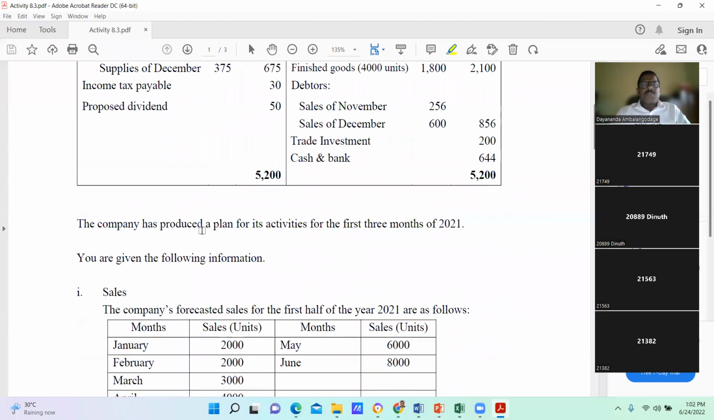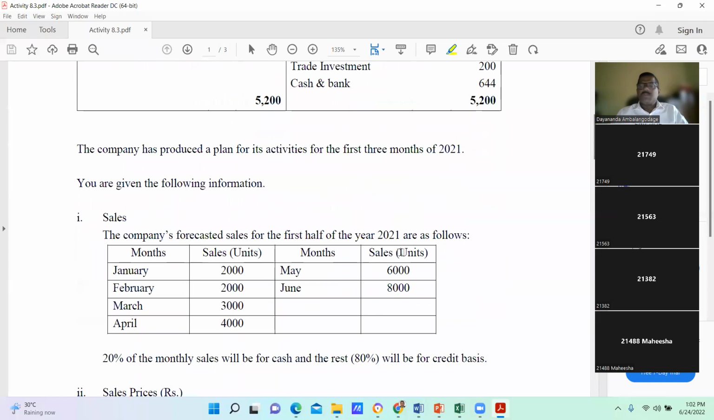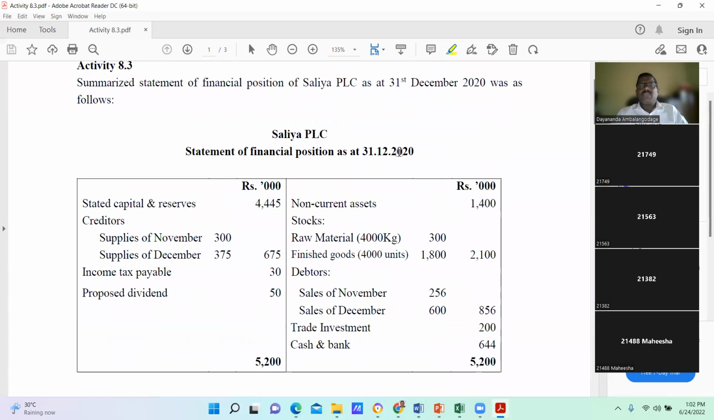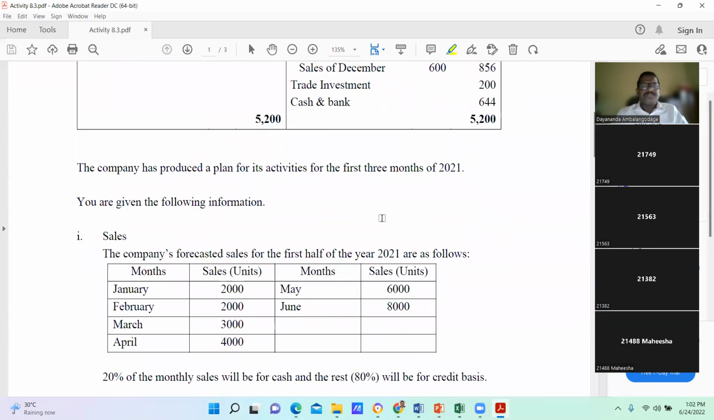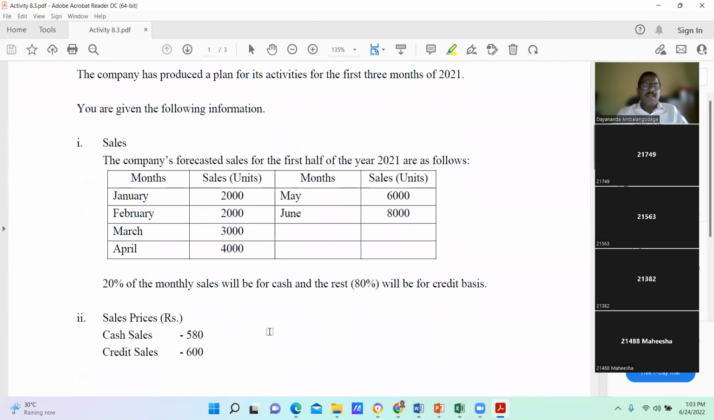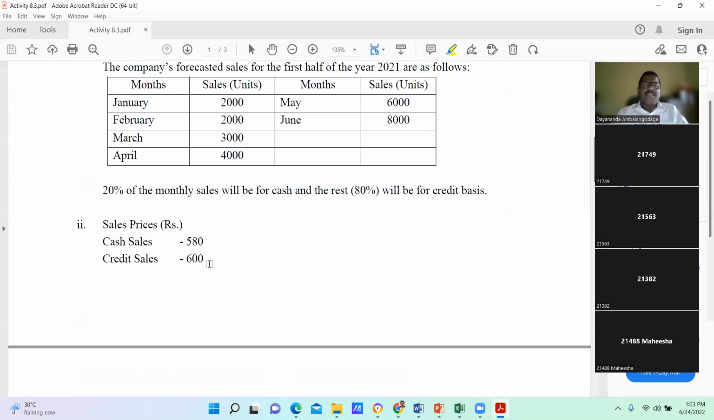Then the company has produced the plan of activities for the first 3 months of 2021, assuming that we are in 2020. We need to prepare the budget for those 3 months. Sales: the company forecasts sales for the first half of the year as follows, January to June, 6-month sales figures. It says 20% of sales will be cash and 80% on credit, and the prices are given.